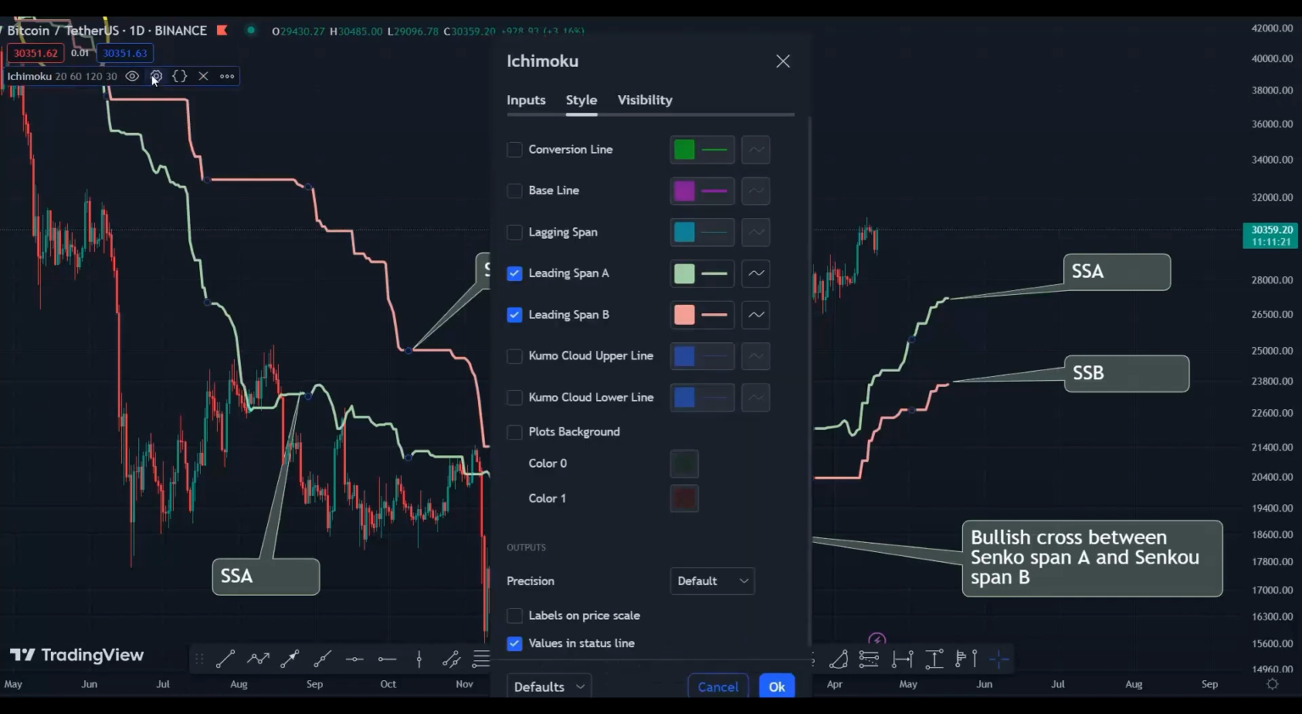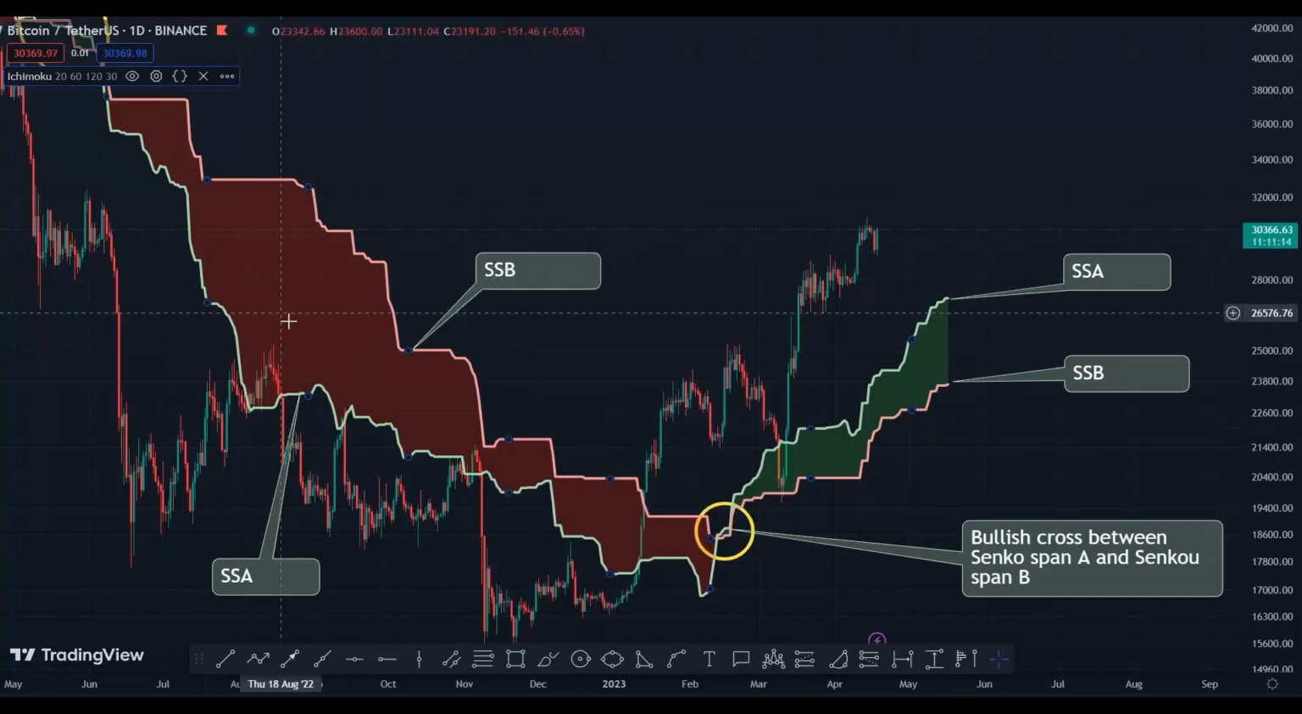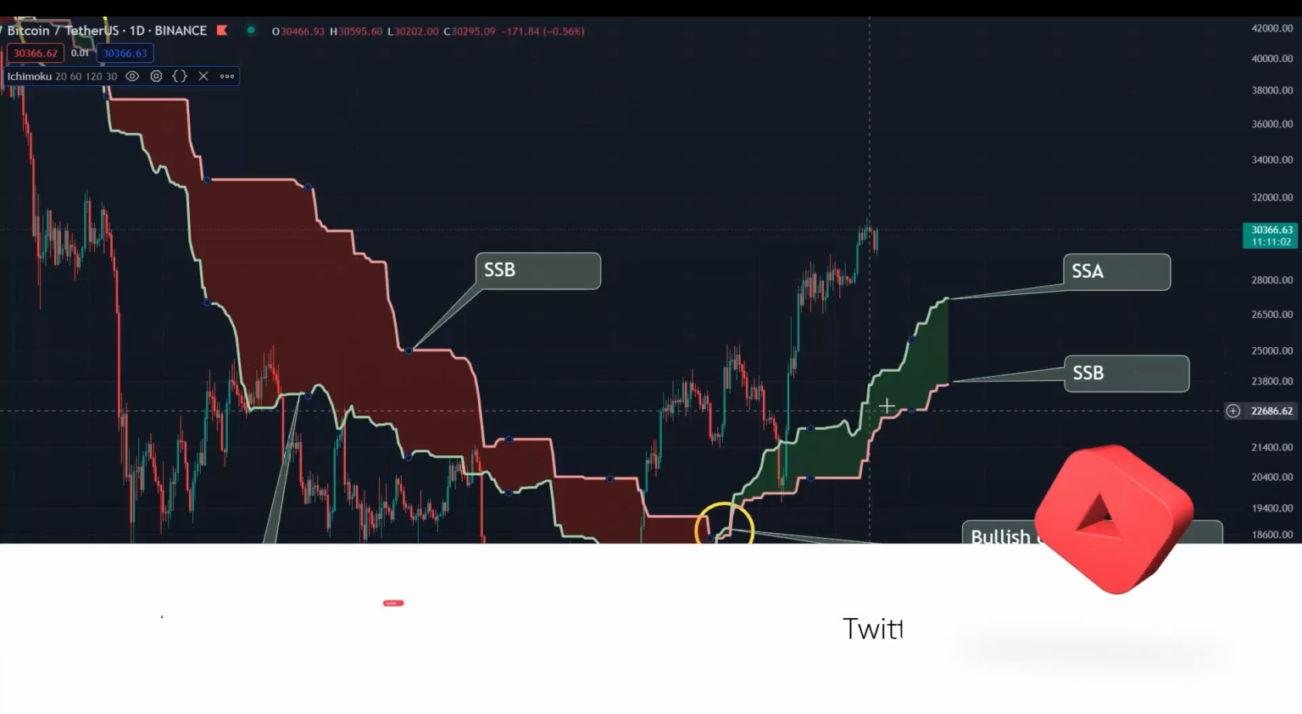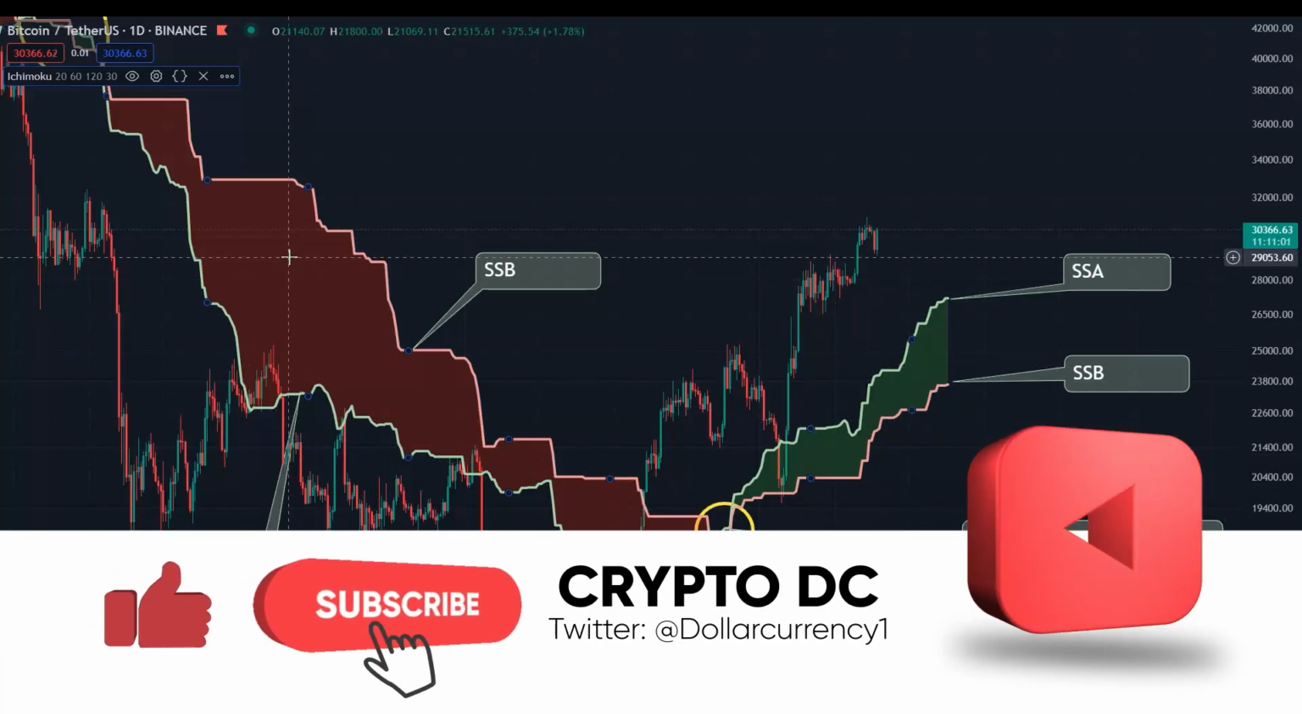Let me go to the chart and I'm going to add the cloud here. Look, here you have a red cloud, but here you have a green cloud. Okay, green cloud means we are bullish, red cloud means we are bearish. Okay, we will talk about this cloud in the next session.